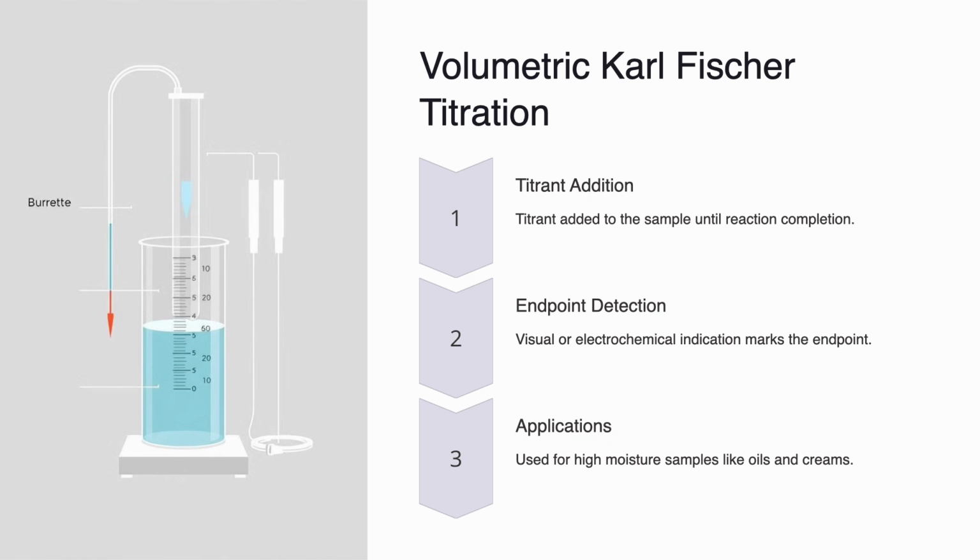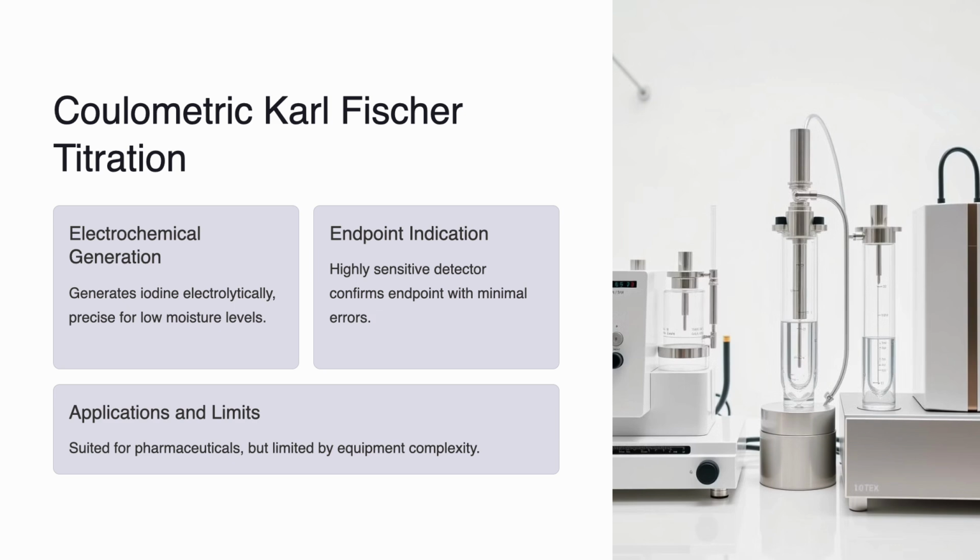And moving forward, we have coulometric Karl Fischer titration. In this process, electrochemical generation of iodine takes place. This is also used for low water content in initial samples, typically 1 to 5%. Here, endpoint detection takes place with the help of electrodes, as highly sensitive detectors are used, which confirm the endpoint with minimal errors. Applications can be found in the pharmaceutical industry, but it is limited by equipment complexity, as we have to generate iodine in situ.